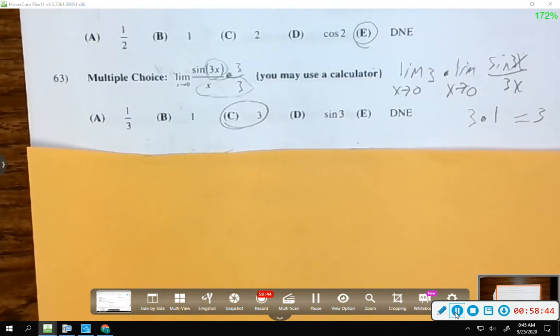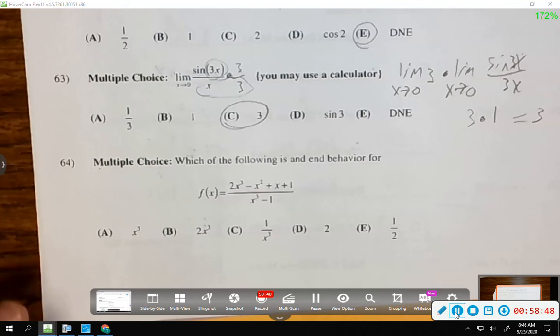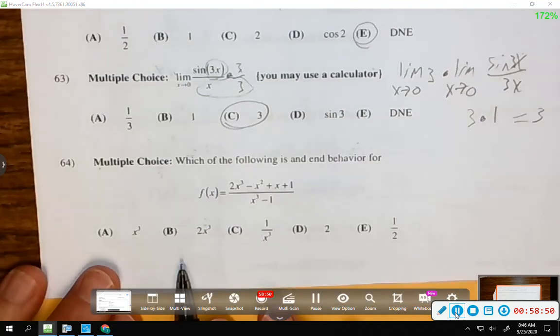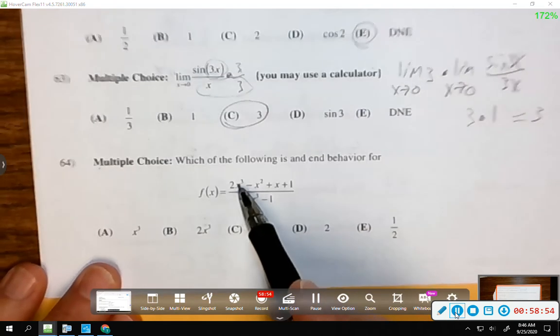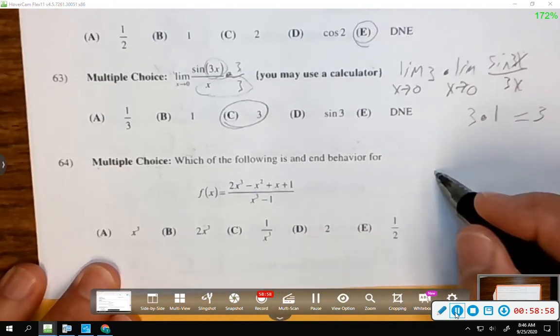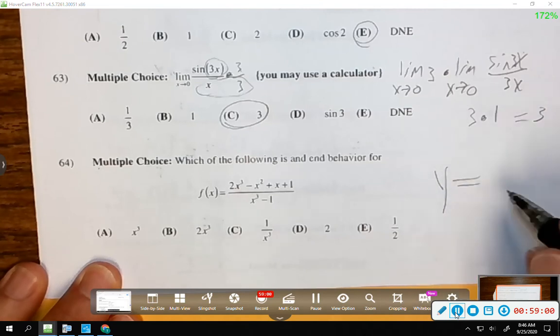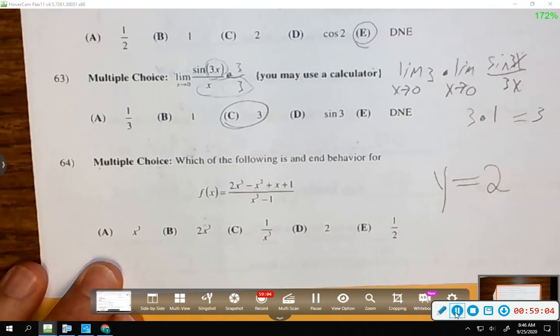Last one. Sorry about all the interruptions in making of this. Which of the following is the end behavior model? The degree on top is the same as the degree on the bottom. Look at the coefficients of the highest degree terms. We have a horizontal asymptote at y equals 2. Therefore, the end behavior model is 2. Okay?